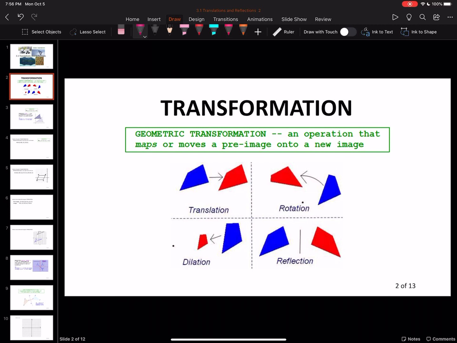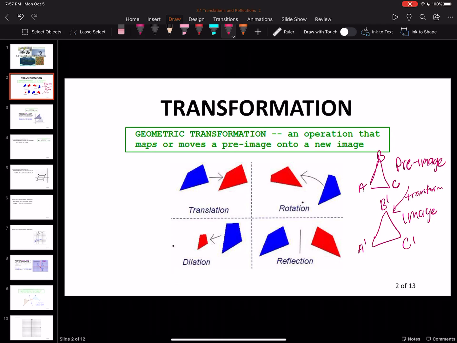Overall, a transformation is an operation that maps or moves a pre-image to a new image. So when we have a pre-image, the pre-image may have points A, B, and C. That's your pre-image. After you transform the image, the transformed image is called the image. And it's going to have these little tick marks for notation. So it'll be A prime, B prime, and C prime. And this is going to tell me which one was the before and which one was the after. So make sure that you pay attention to the primes to see which one's before and which one's after.